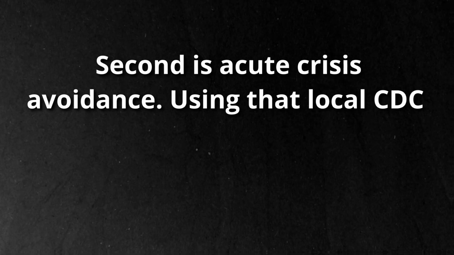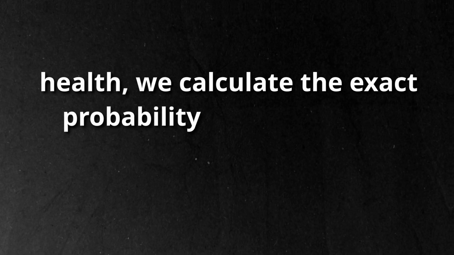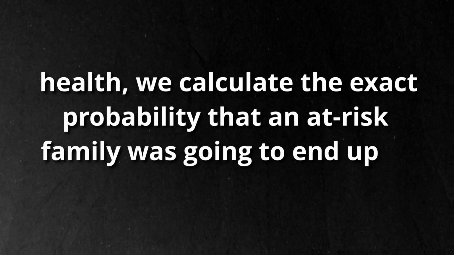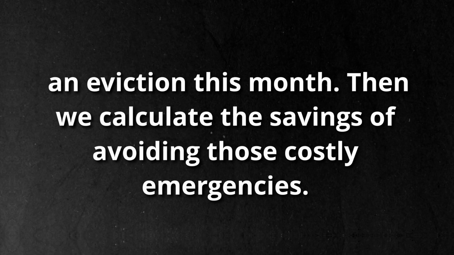Second is acute crisis avoidance. Using that local CDC health data, like the neighborhood's lack of insurance or poor physical health, we calculate the exact probability that an at-risk family was going to end up in the ER or face an eviction this month. Then, we calculate the savings of avoiding those costly emergencies.